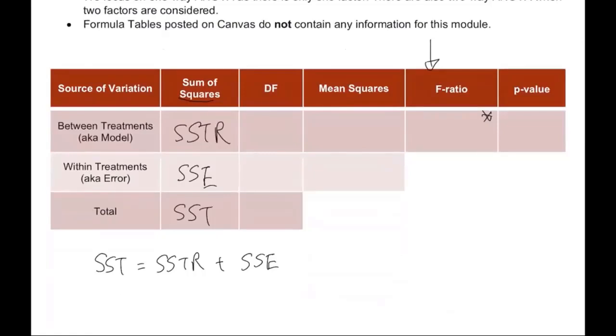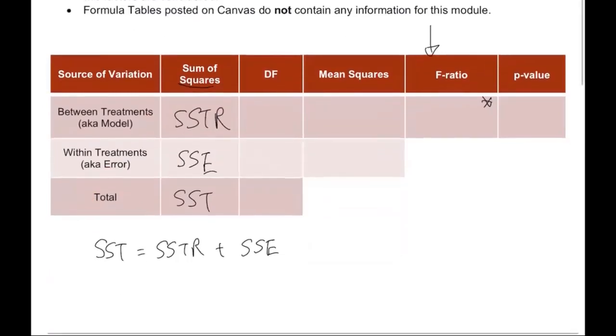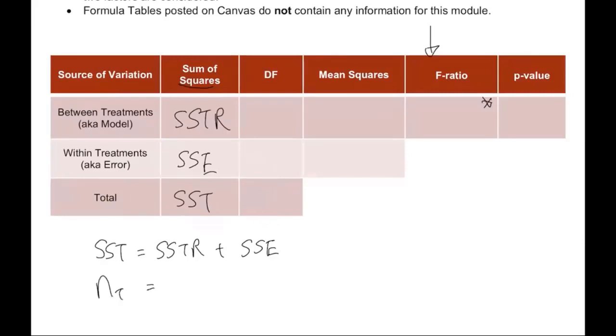Okay, so the next column we're going to talk about is the degrees of freedom. There are going to be 3 degrees of freedom here, corresponding to the model, the error, and the total. I typically like to start filling in this table from the very last part, from the bottom. So this is SST. Do you remember what the degrees of freedom is here? Anybody want to give it a try? This part is actually not too difficult.